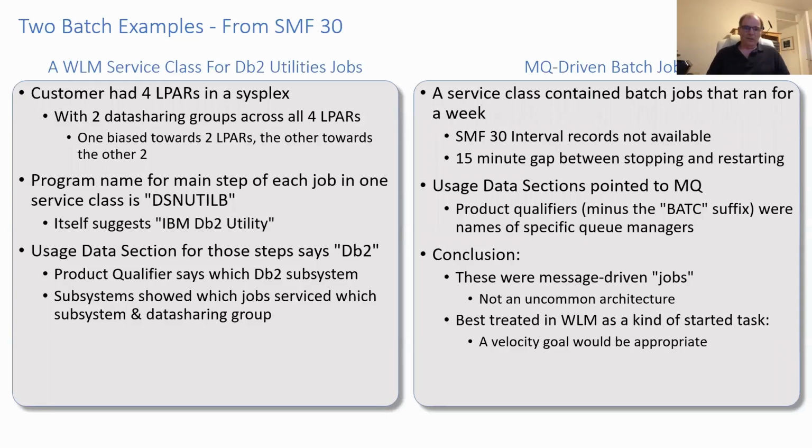The program name for each step of each job in one service class is DSN-util-B, which itself suggests DB2 utility. The usage data section for those steps actually does say DB2, and the product qualifier said which DB2 subsystem it was for. So basically, you could see which jobs serviced which subsystem and therefore which of the two data sharing groups. So that was quite a nice case to have a dialogue with a customer about utilities.